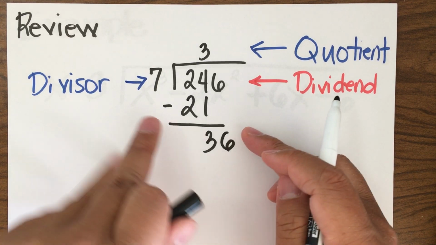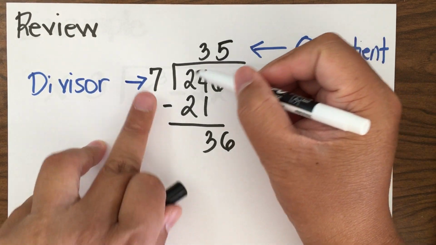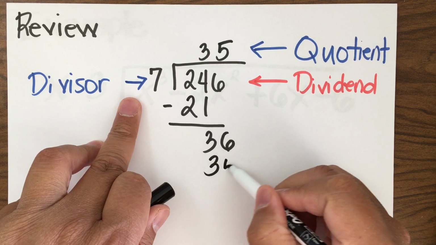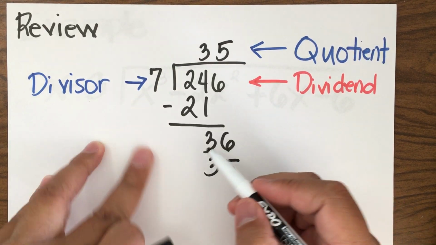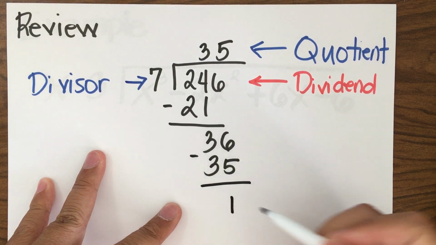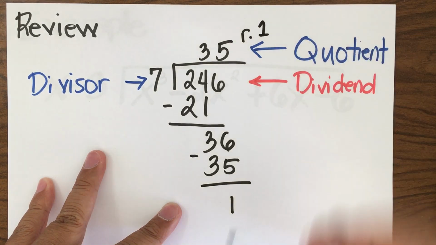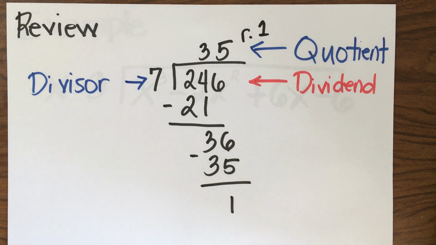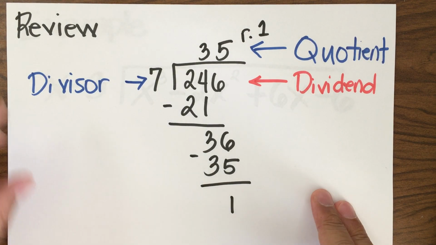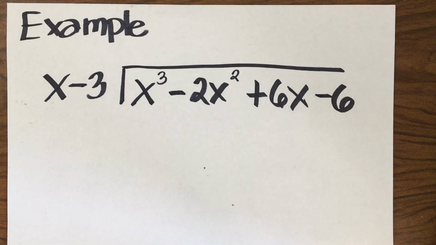36 divided by 7 is 5. 5 times 7 is 35. 36 minus 35 is 1. So our final answer is 35, remainder 1. Now we will apply this process to polynomials. It looks complicated, but it's not.